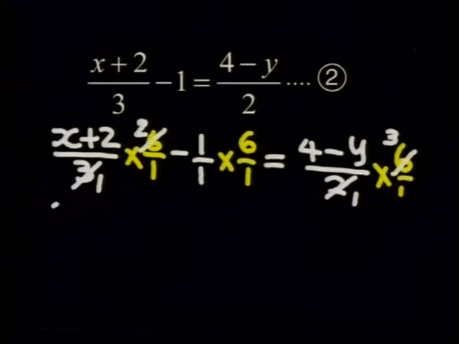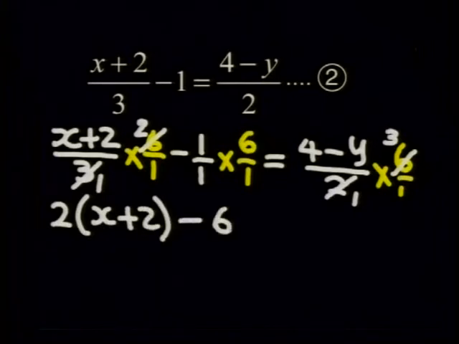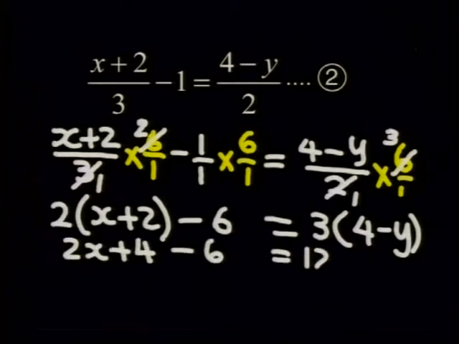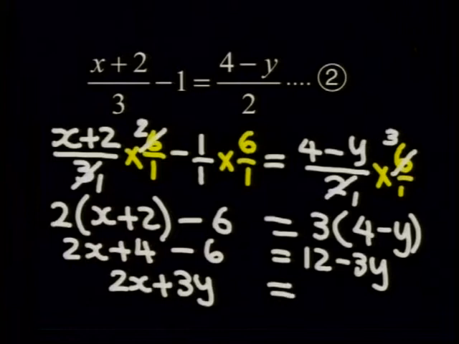We can write this as 2 multiplied by x plus 2 minus 6 is equal to 3 multiplied by 4 minus y. This simplifies to 2x plus 4 minus 6 is equal to 12 minus 3y. We get 2x plus 3y is equal to 12 plus 6 minus 4, which gives me 14. We'll call this equation 3.